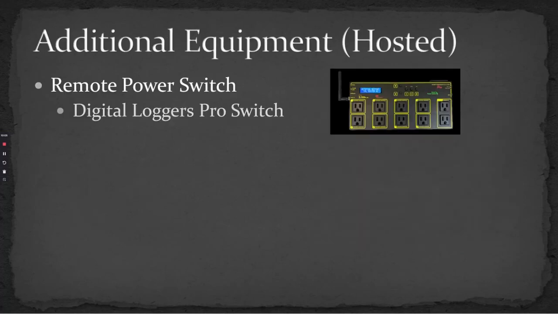Some additional equipment that if you're in a hosted type facility, in some places the host may provide these, in some cases you'll want to provide your own. But a remote power switch is almost a necessity. And the most common one is made by Digital Loggers, and it's called either the Pro Switch or the Web Power Switch. I've seen it under different names, but it's basically an outlet strip that connects to the local network so that you can turn the individual outlets on and off remotely.